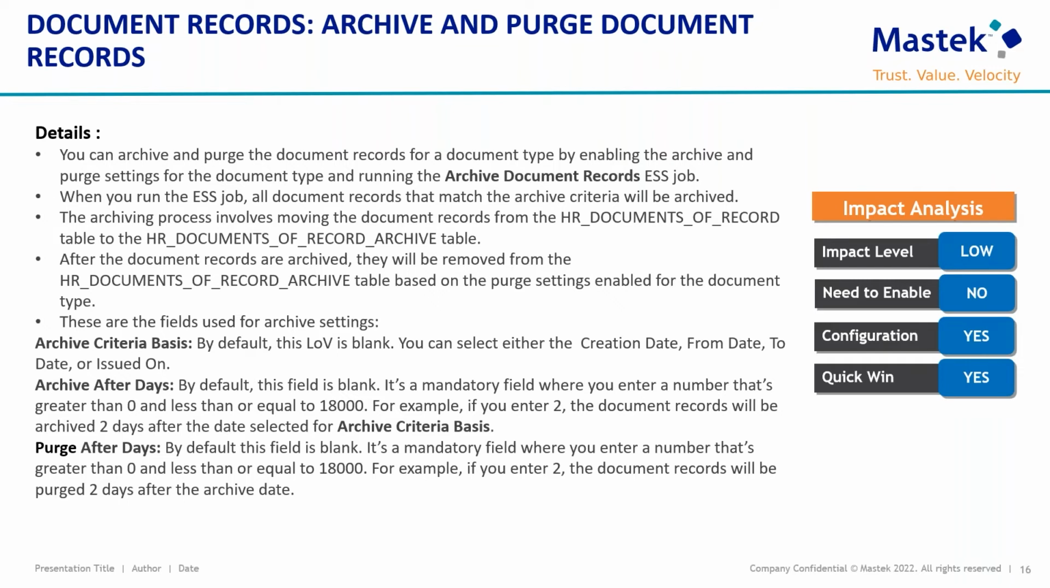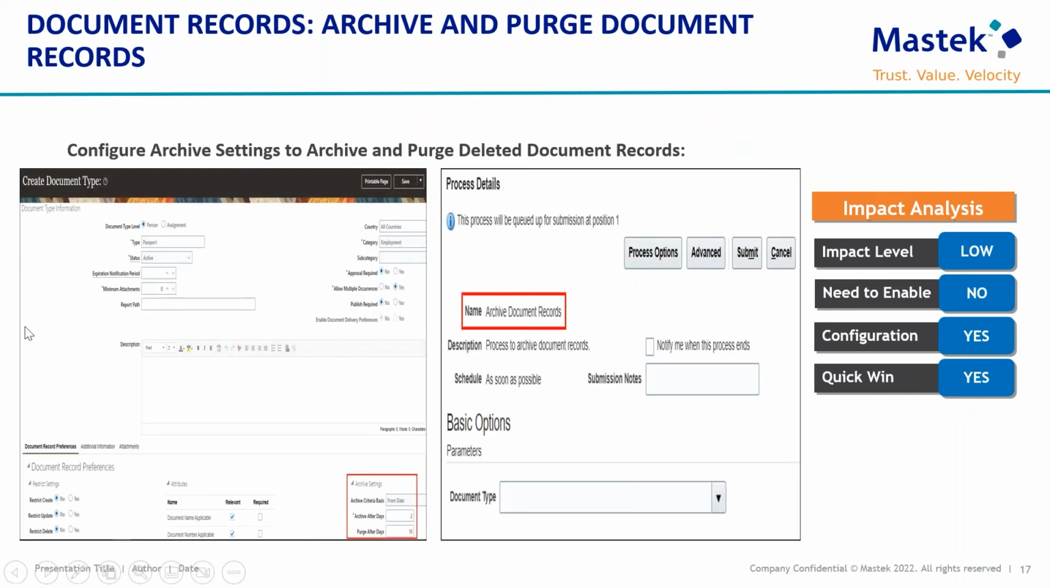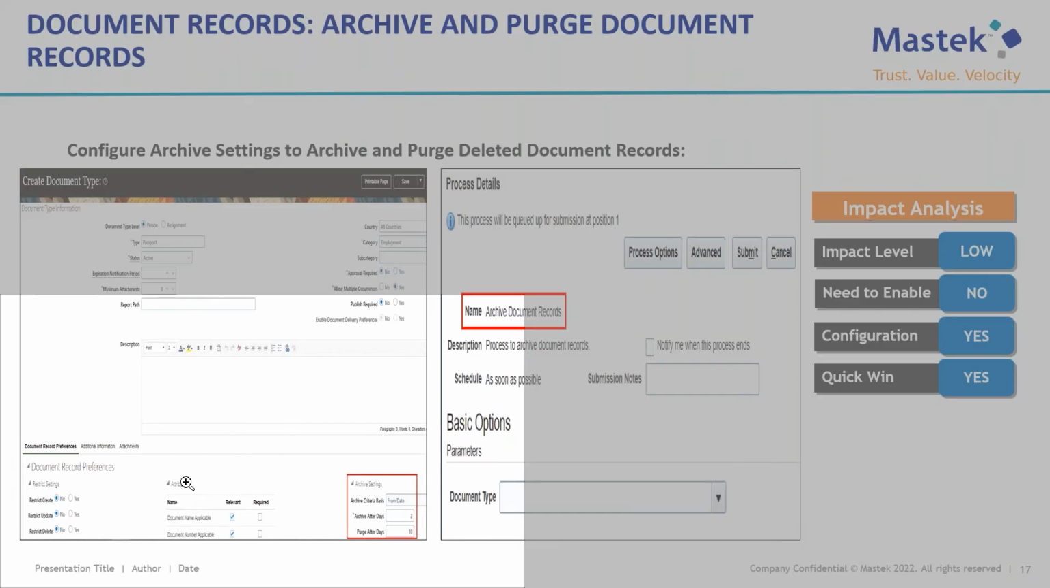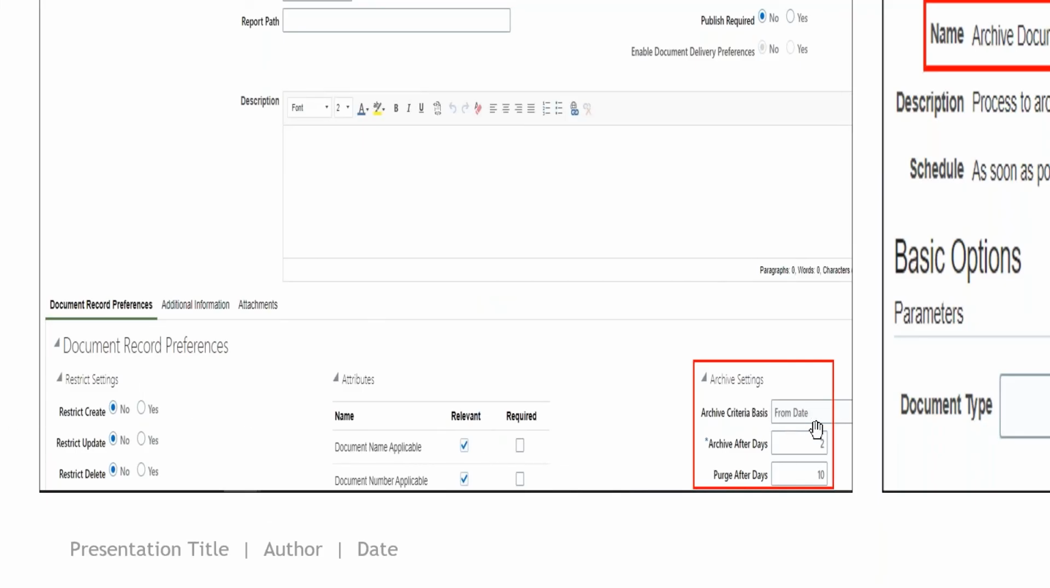We have archive criteria basis. These are the different archive criteria basis, either your creation date, from date, or date of issue, or to date, based on which you can configure. So the configuration point is this: when creating a document of record, archive settings can be set with the criteria basis, and after how many days this has to be archived based on the criteria given, and after how many days it can be purged. Just to know, we have 18,000 as the maximum limit that can be given here in the archive after days and purge after days.